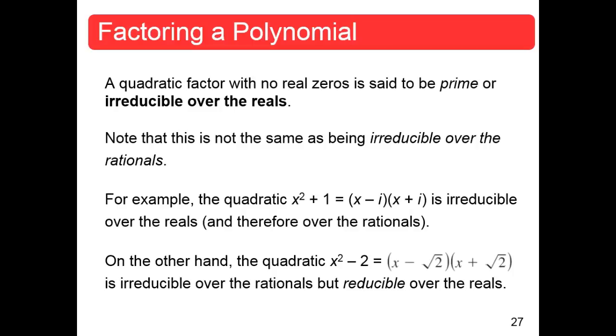A quadratic factor with no real zeros is said to be prime or irreducible over the reals. We've had them all along. x squared plus 1. You can get imaginary solutions, but you can't get any real solutions. Note that this is not the same as being irreducible over the rationals. That would be if, when you did the quadratic formula on a quadratic factor, you got minus 3 plus or minus the square root of 17. You can't do anything else. That would be irreducible over the rationals, but those are real numbers.